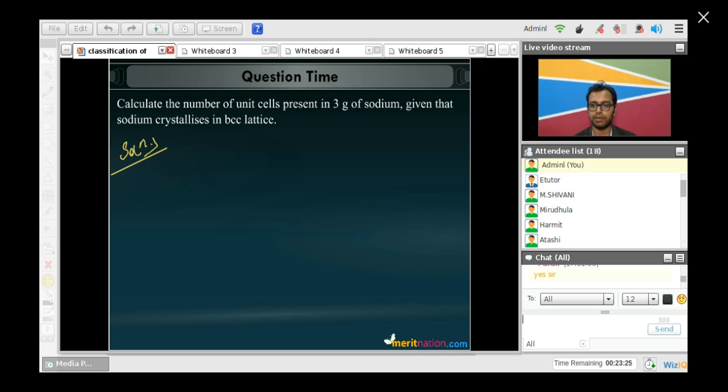46. Umakant is getting 46. I don't think 46 is the right answer. You can express the number of unit cells in terms of Avogadro number if you want to, because I think Avogadro number will be used in this case. Do you want me to solve it? 0.39 multiplied by 10 to the power 23. It can be correct. Yeah, it can be the answer.